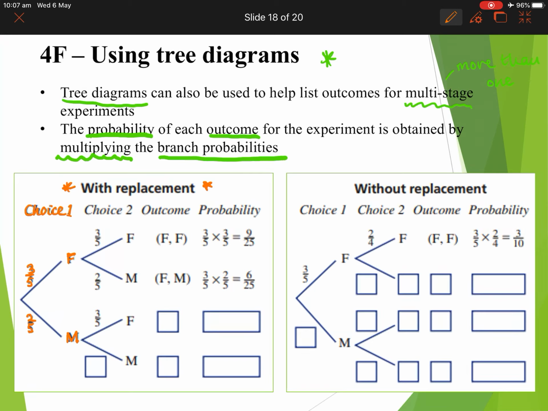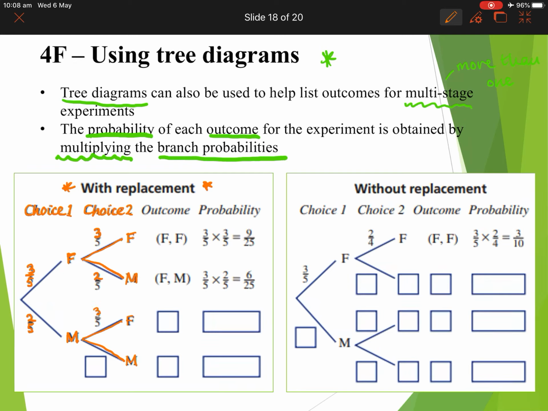Okay, so that's your first choice. And then your second choice, you put over here, so you've got your second lot of branches. Because if you choose a female first, that's great, and then you need to choose another one. Again, your options are the same: a female or a male. There are still 3 females and 2 males to choose from. And you do the same lot of branches underneath, because you might choose a male first and then you need to choose again, and you might choose a male or a female.